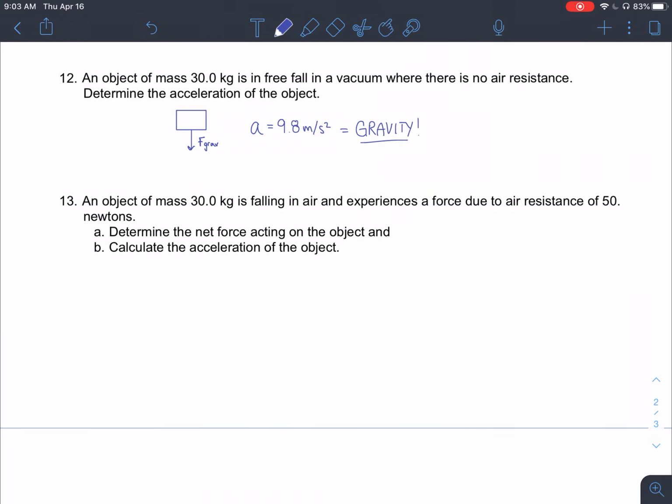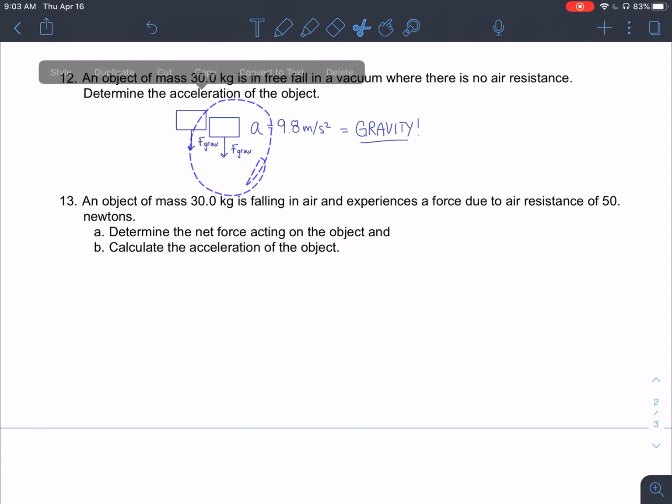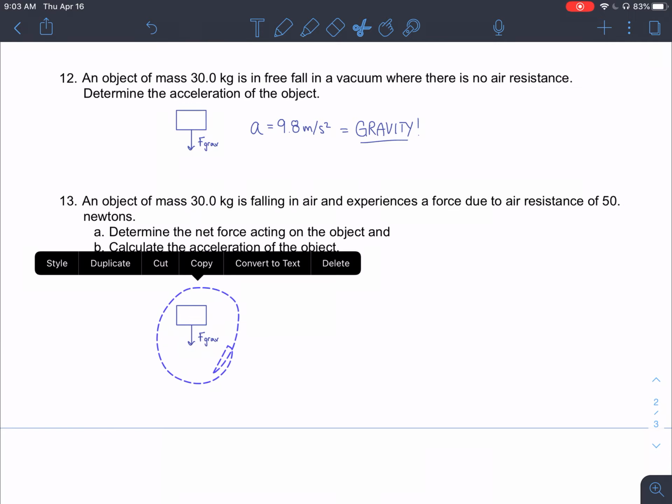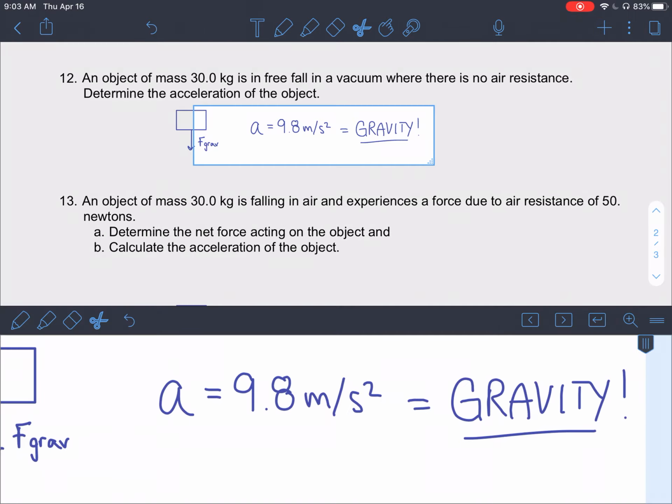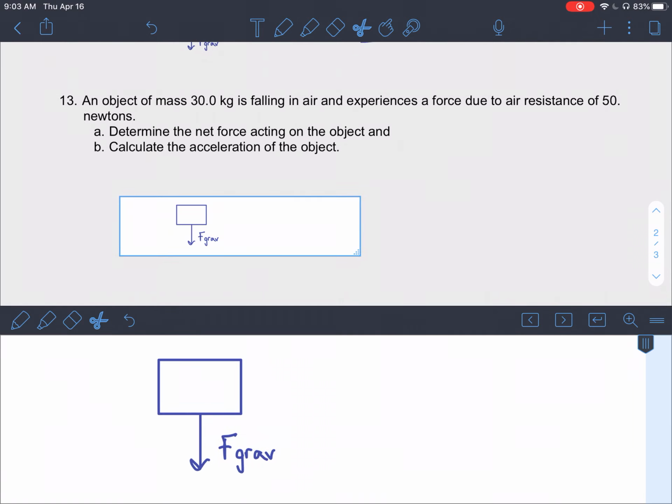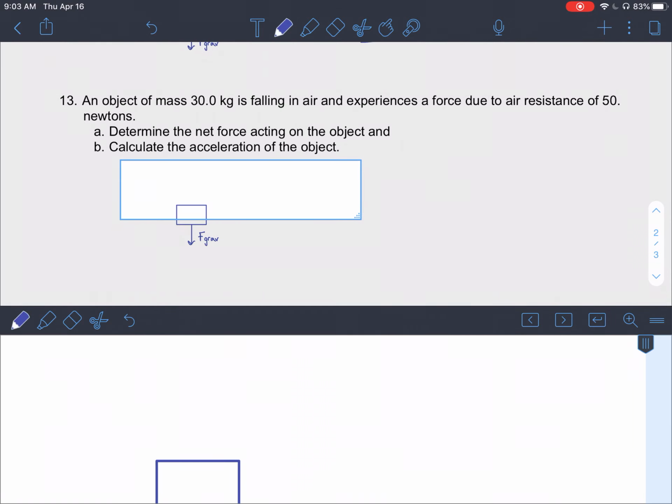All right, now number 13, very similar. We still have that 30 kilogram object, but it is experiencing a force due to air resistance. So I'm going to bring that box back down because it's still falling, like it said. So we still have gravity acting upon it, but now we have air resistance.